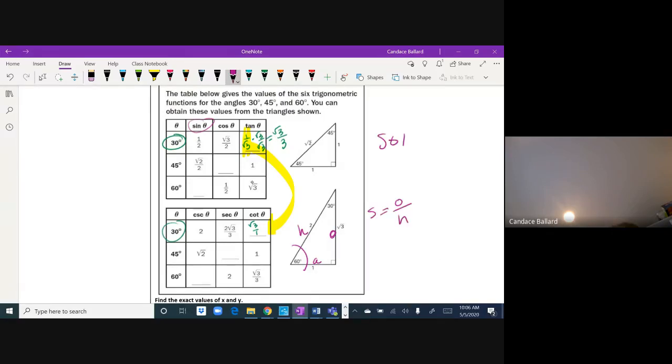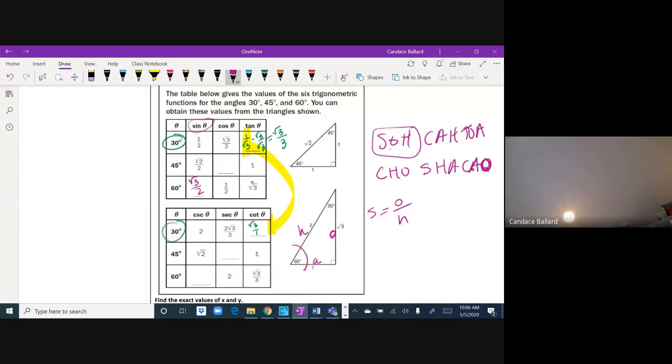If it helps you, write out SOH CAH TOA, and that can help you identify. So I could just go to sine. I know it's opposite over hypotenuse. All right. So my opposite is square root of 3, and my hypotenuse is 2.